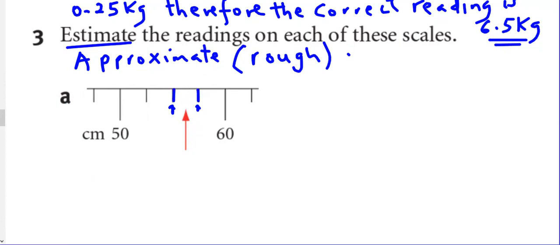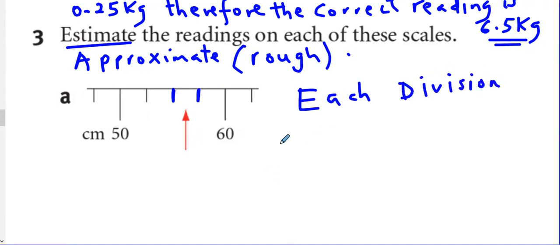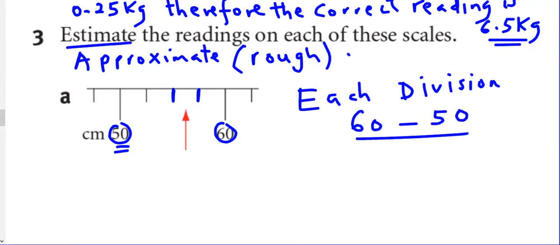So what you are supposed to do is work out how much this line reads, and how much this line reads. Go ahead calculating each division: each line equals how much? As you can see, this reading is between 50 and 60. So you take 60 minus 50, and the answer you get, you need to divide by the number of lines between 50 and 60. How many lines are there?